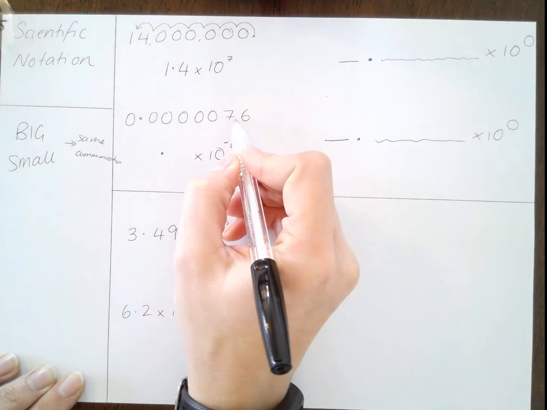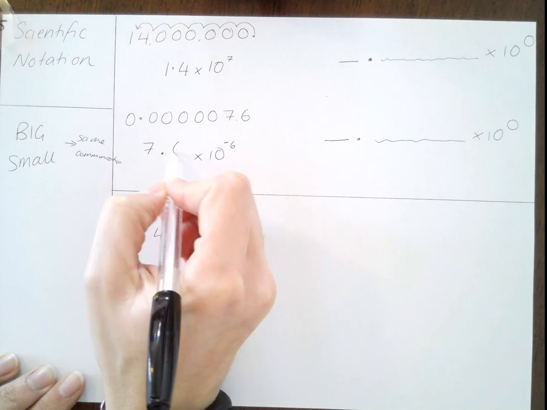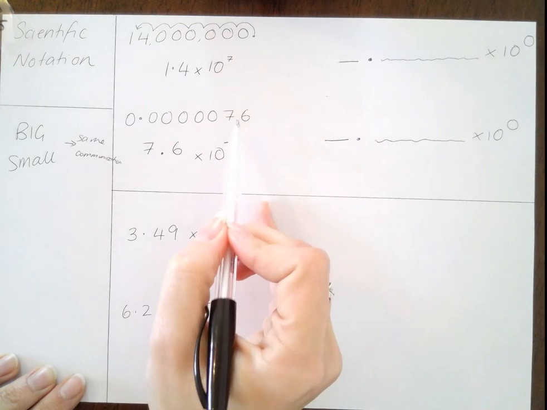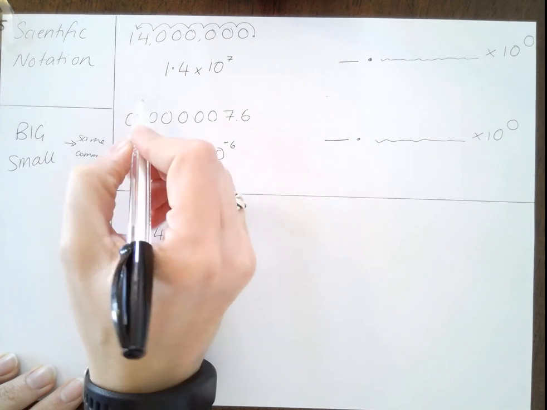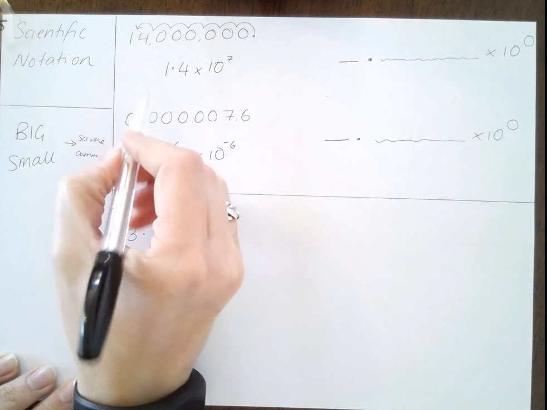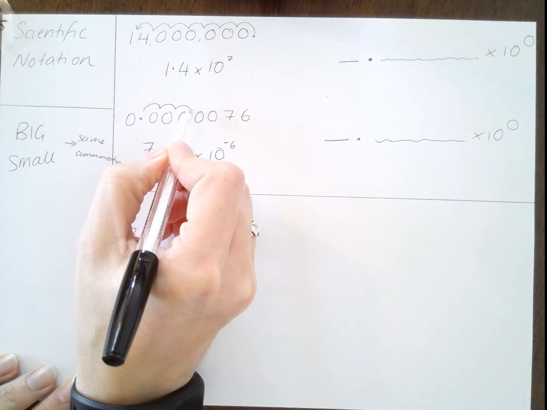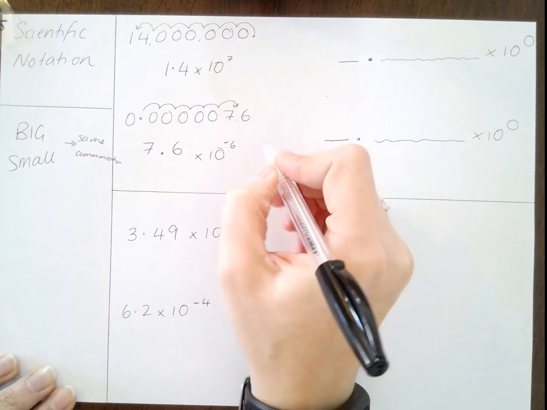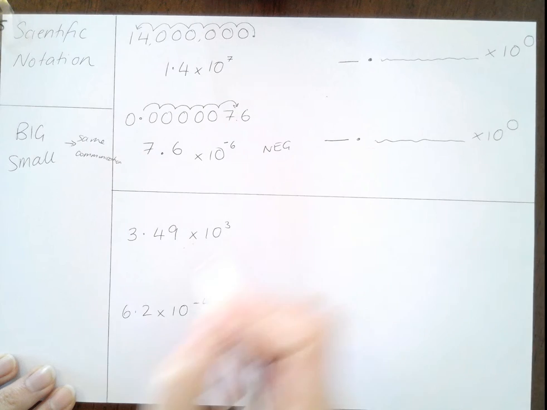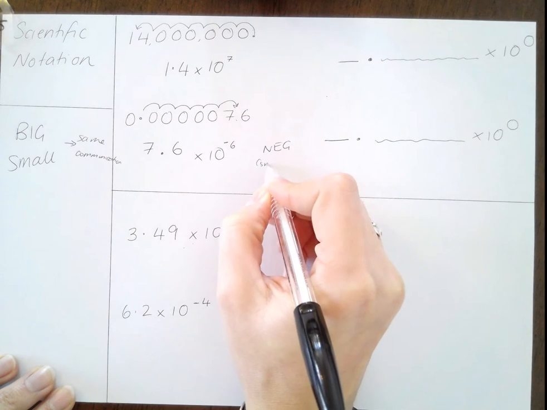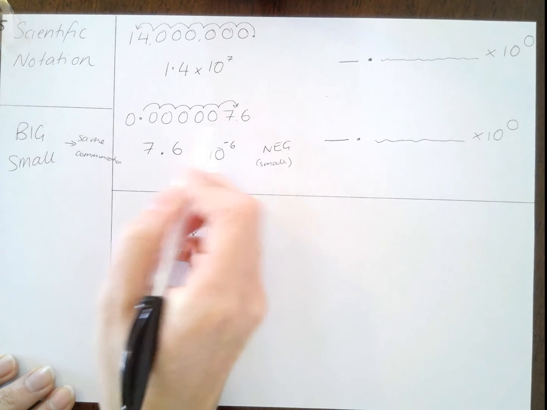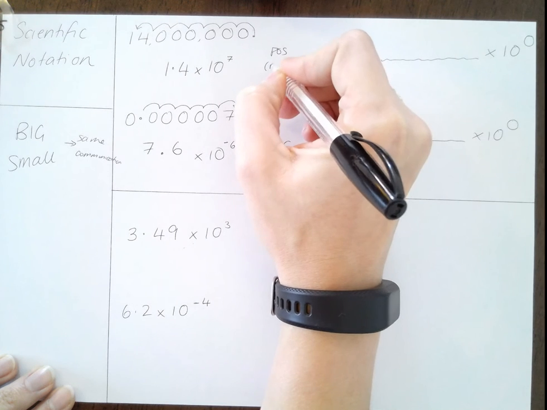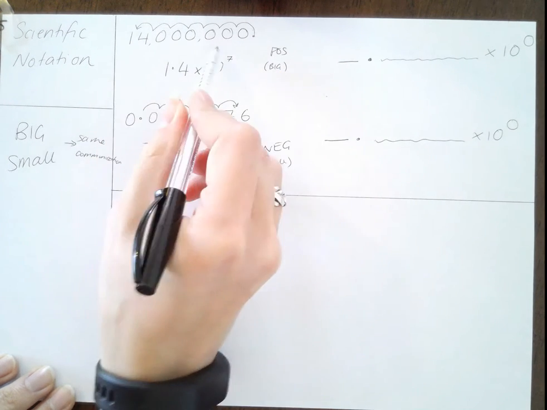And what we'll be left with is 7.6 times 10 to the negative 6. Right? We've moved everything along, and we can practice one more time. We can see this is going to the left. This time 1, 2, 3, 4, 5, 6 is going in the opposite direction. It will have a negative power if it is a very small number, and we can see that this is a very small number. It will have a positive power if it is a big number, and we can see that that's a big number.